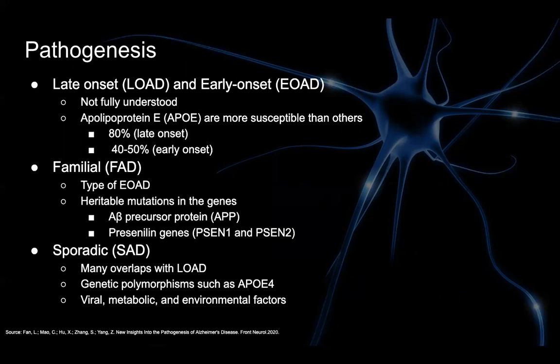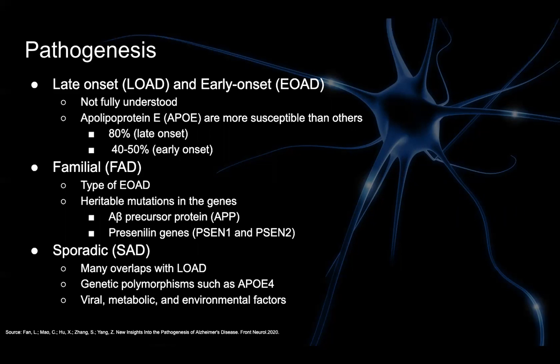The cause of late onset Alzheimer's disease and early onset Alzheimer's disease are not fully understood, but there's strong evidence that people with one isoform of the cholesterol packaging apolipoprotein E, abbreviated as ApoE, are more susceptible than others. You can have ApoE2, 3, or 4. People with the allele for ApoE4 represent 80% of late onset and 40 to 50% of early onset.